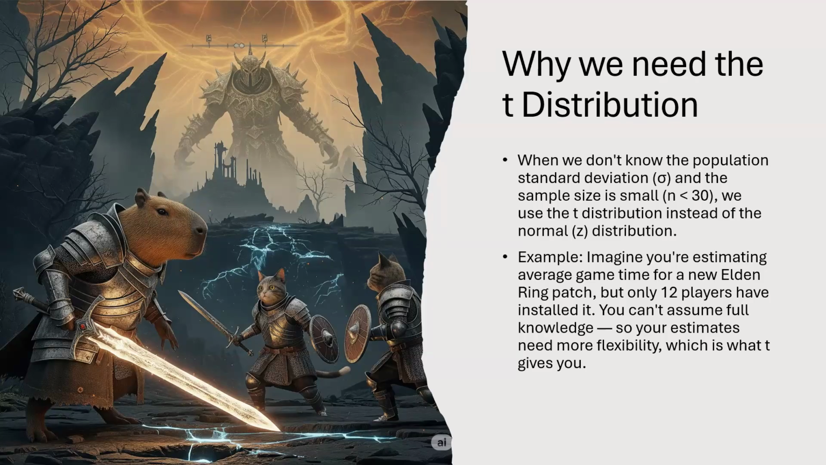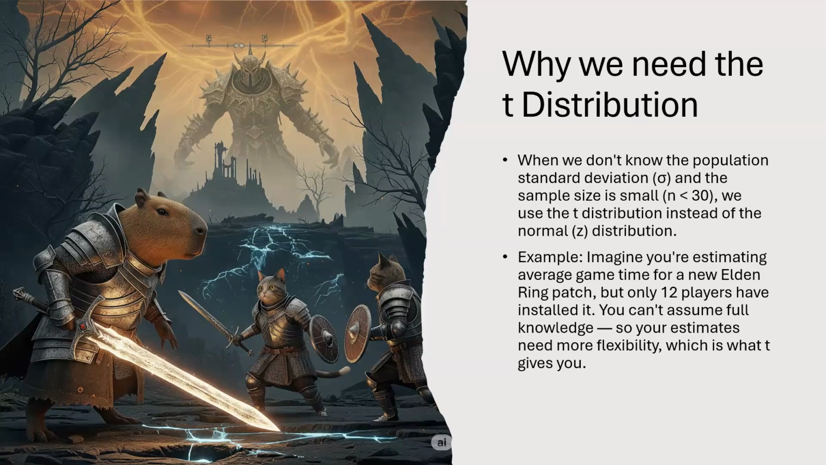But in real life, we rarely know the population standard deviation. And when we're working with small samples, the normal curve tends to underestimate the real uncertainty in our estimates. This is where the t-distribution steps in. It's wider and more forgiving. It accounts for the extra uncertainty that comes with estimating sigma from a small sample.